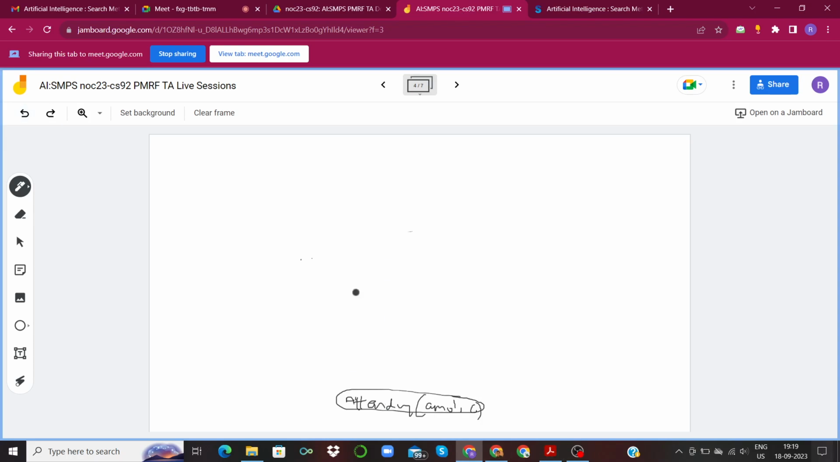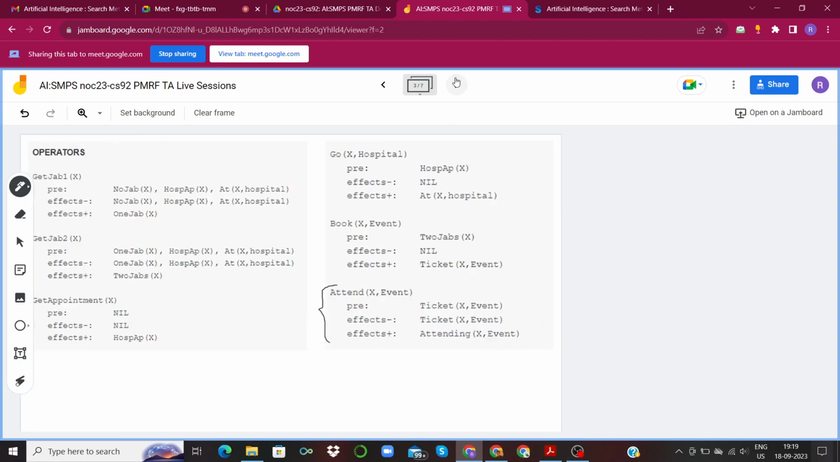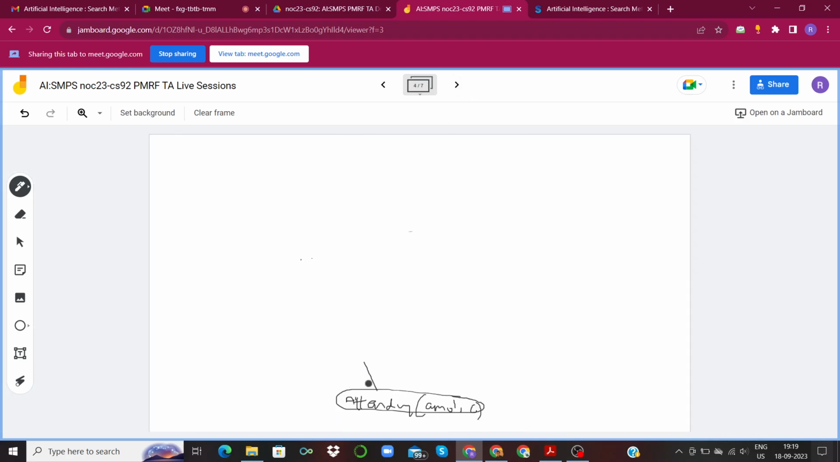For example, what are the operators that would result in attending(x, event) being true? It's this operator, attend(x, event). If it was applicable, then as a positive effect of this operator, attending(x, event) would become true. So a relevant action in this case would be attend(Amol, concert). This is a relevant action or a relevant operator.